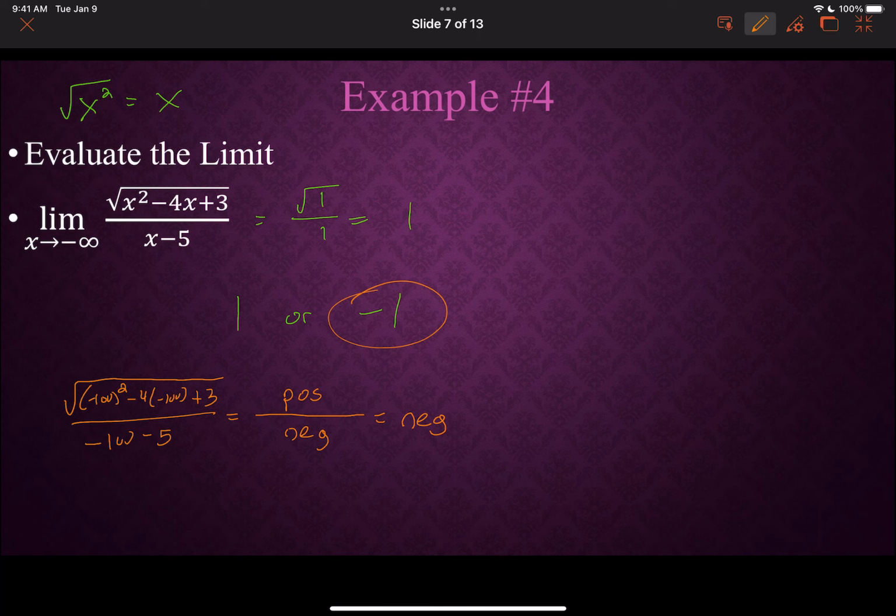Which means our answer is going to be negative 1. Not the positive one we got from doing the ratios, but negative 1, because here the limit as x approaches negative infinity affects the problem.